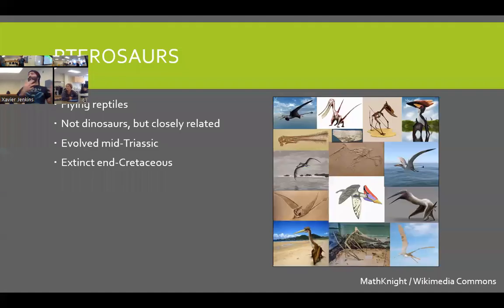If you aren't familiar with pterosaurs, they are a clade of flying reptiles that evolved in the mid-Triassic about 225 million years ago and went extinct at the end of the Cretaceous 66 million years ago. They're not dinosaurs, but they are closely related. And thus, not being dinosaurs also means that they have pretty much no bearing on the evolution of birds. They are a completely independent appearance of flight in the fossil record.